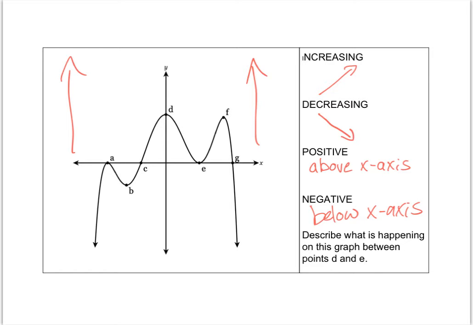We're being asked to describe what's happening between points D and E, so that's here. I'm going to use the language that we just talked about. Between points D and E, we are decreasing and we are positive because this graph is going down to the right at this point, but it is above the x-axis.